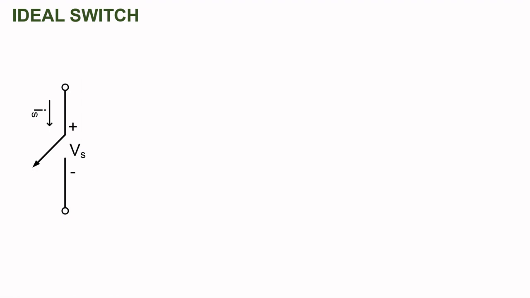Switch is an integral part of a power electronic converter. First of all, we will discuss the properties of an ideal switch. In this diagram, we can see an ideal switch. Vs is the voltage across the switch and Is is the current flowing through the switch. We will be using the same sign conventions given in this figure for all the other switches which we are going to discuss throughout this video.